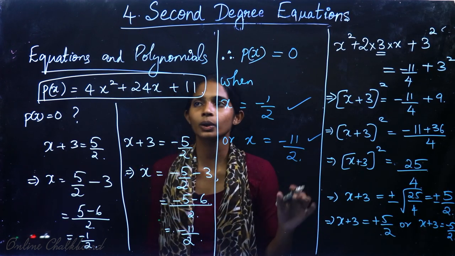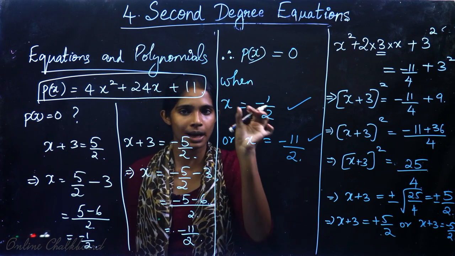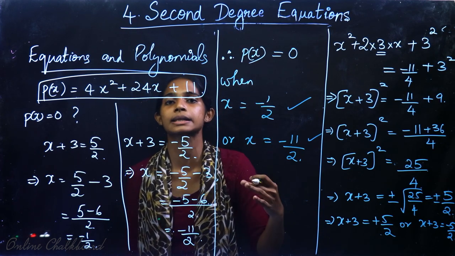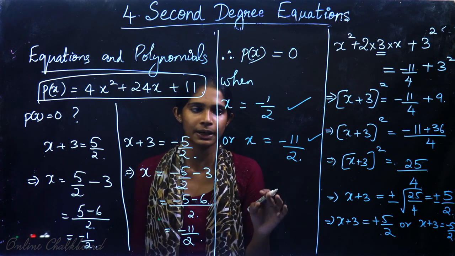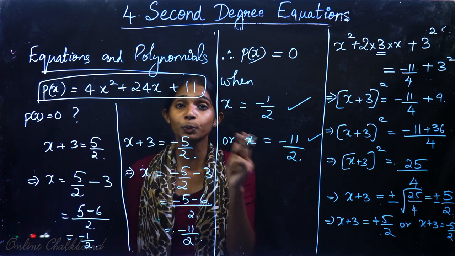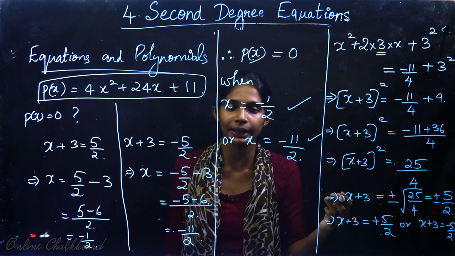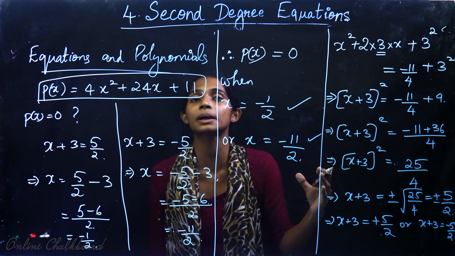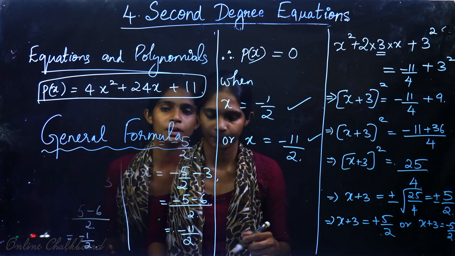Okay, so we have a given polynomial, and we found the values of x for which it is zero. That solution is the method. We have learned this chapter, and we have done this. Now we are going to look at a new method. That is, we are completing the square directly and applying a formula to get the answer. We are going to look at this.